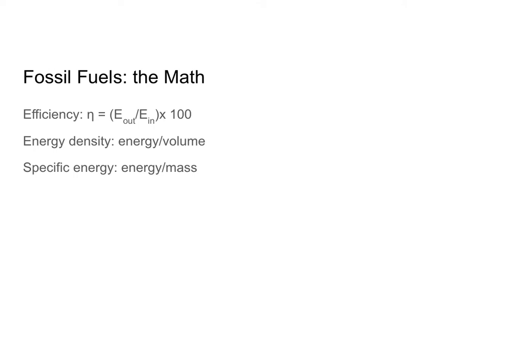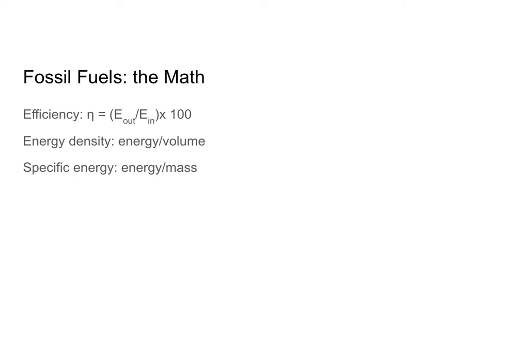So now that we've introduced fossil fuels and their pros and cons, let's talk about the math. There are a few equations that you need to know for fossil fuels. So first of all, you need to know our efficiency equation. Eta is energy out over energy in times 100.